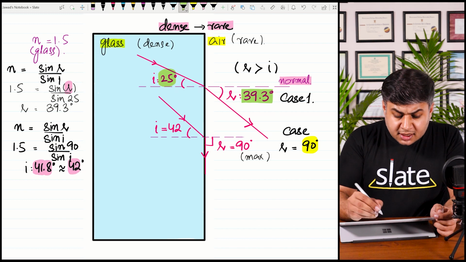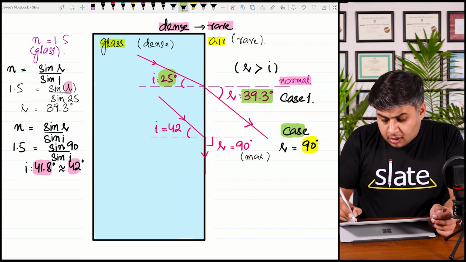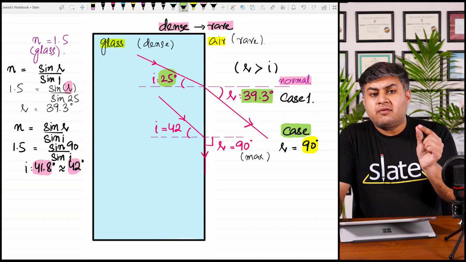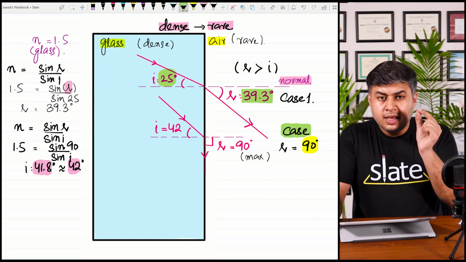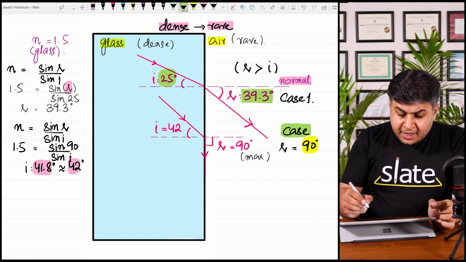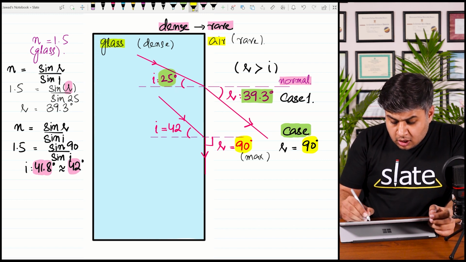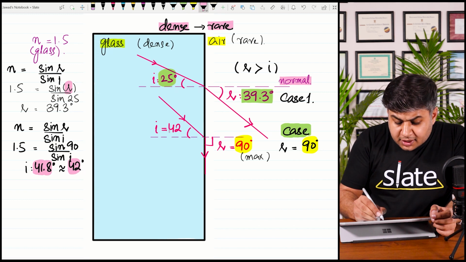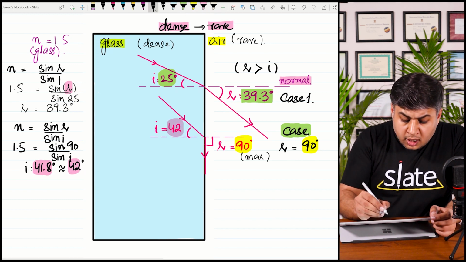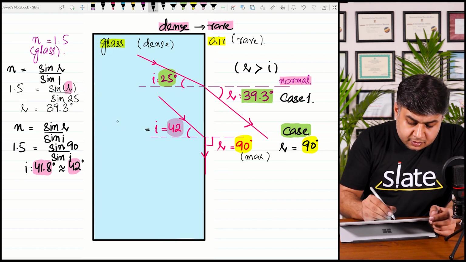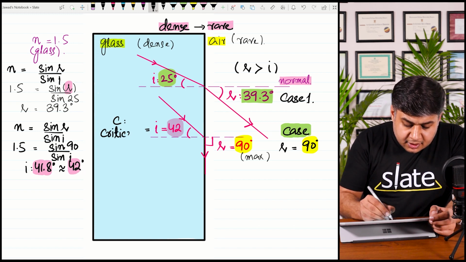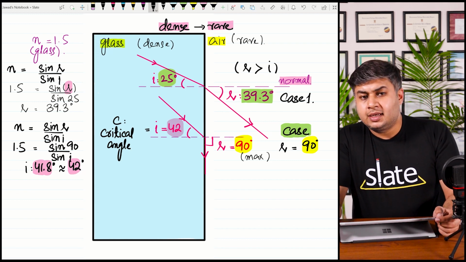Now understand this thing that in case 2 the angle of incidence is maximum, for which angle of refraction in rare medium, in air, is maximum, which is 90 degrees. So in this situation this maximum angle of incidence you call critical angle. This angle is referred to as critical angle. So what is critical angle?